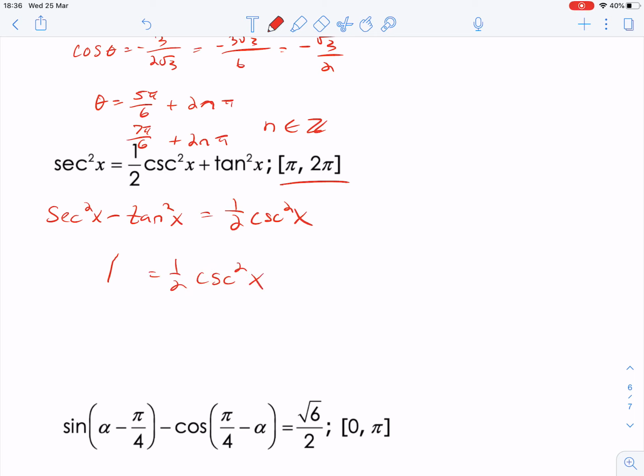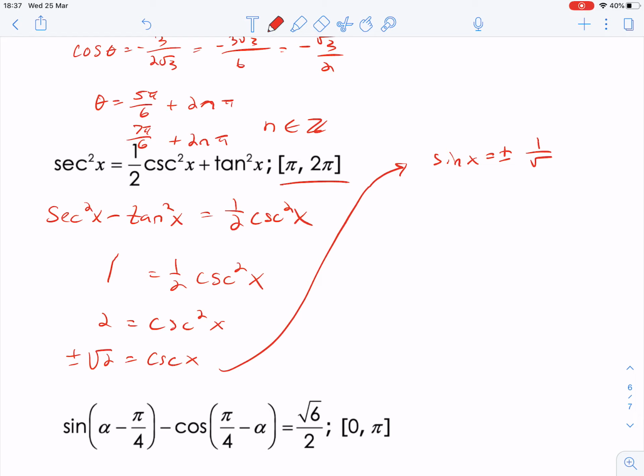So, multiply by 2. We get 2 equals cosecant squared x, square root of 2 plus or minus equals cosecant x. Change that to sine. I get sine of x equals plus or minus 1 over square root of 2, which equals plus or minus square root of 2 over 2. All right, so where does x equal plus or minus square root of 2 over 2? In the third and fourth quadrant.